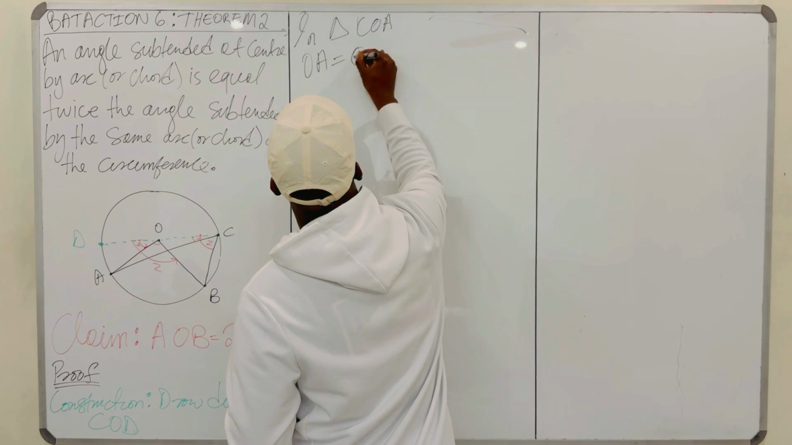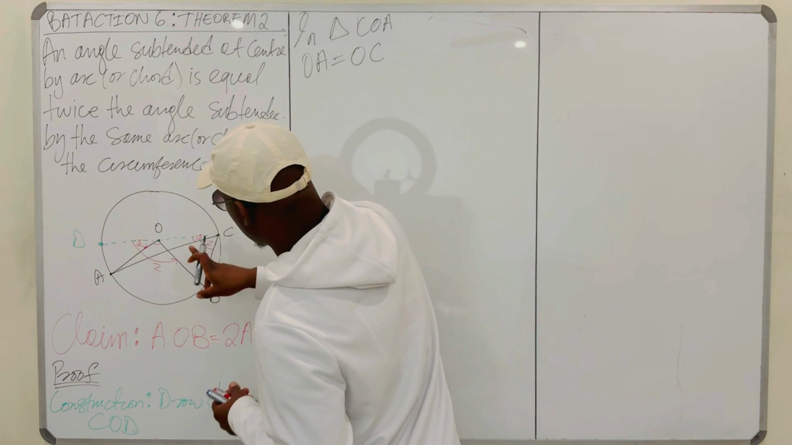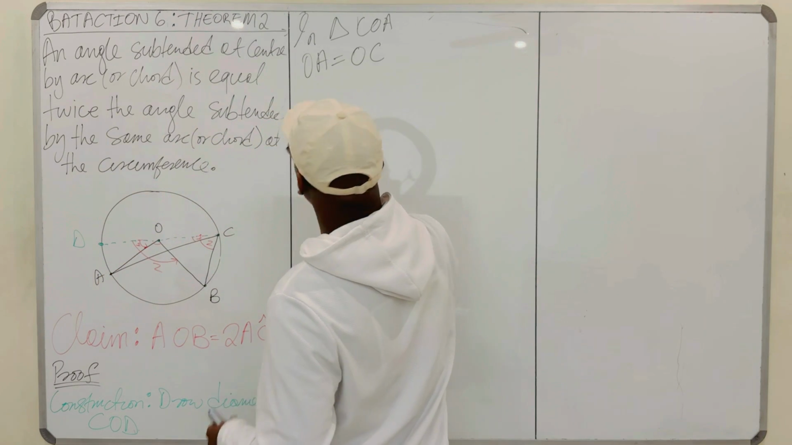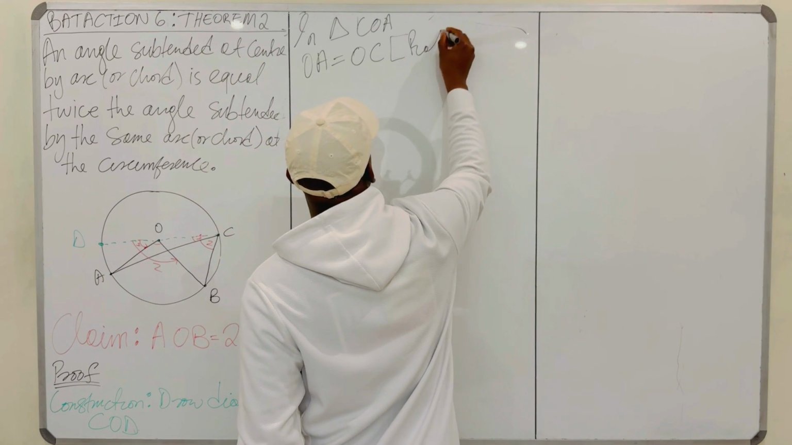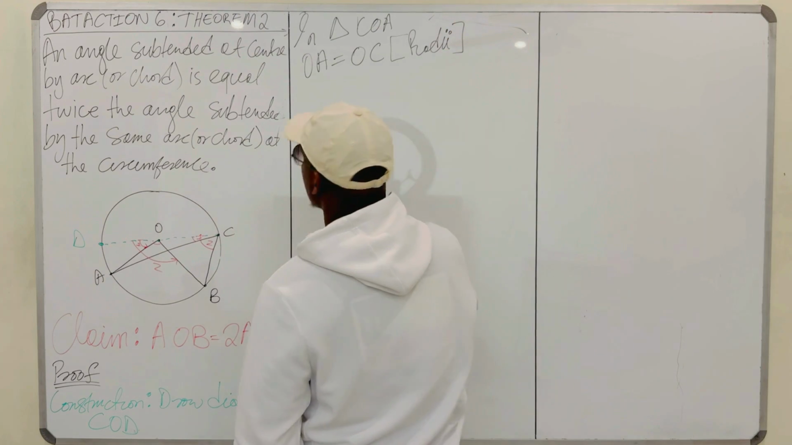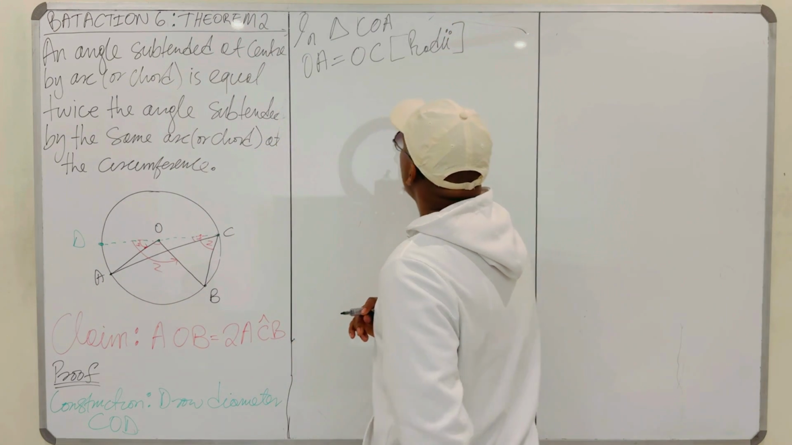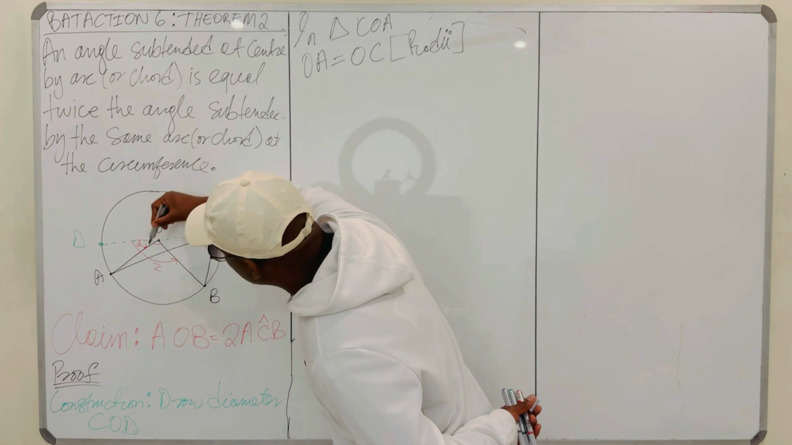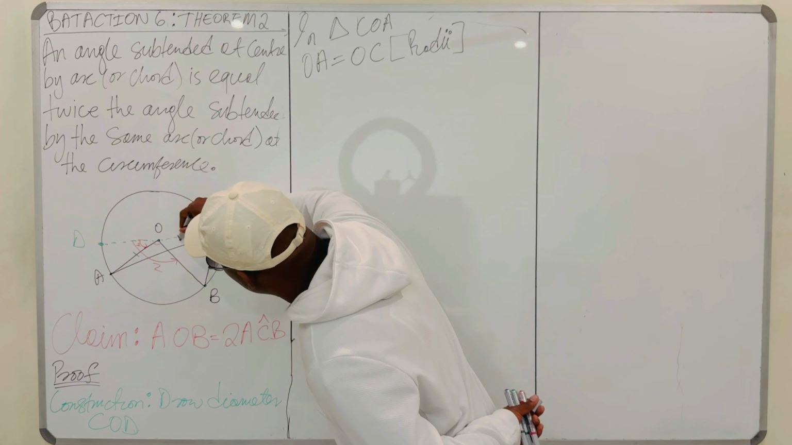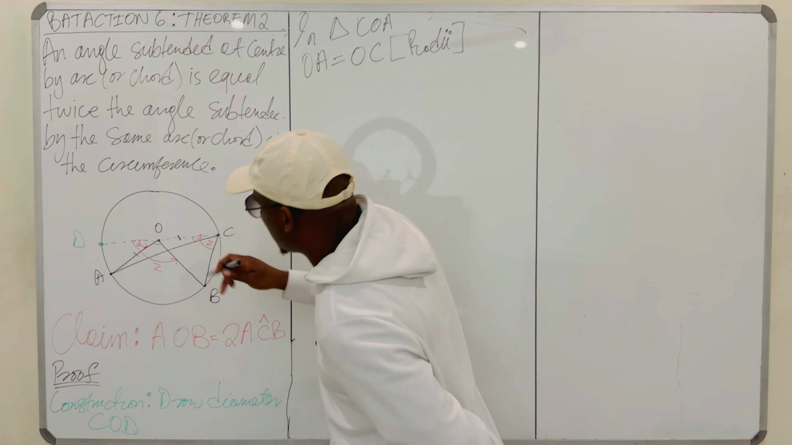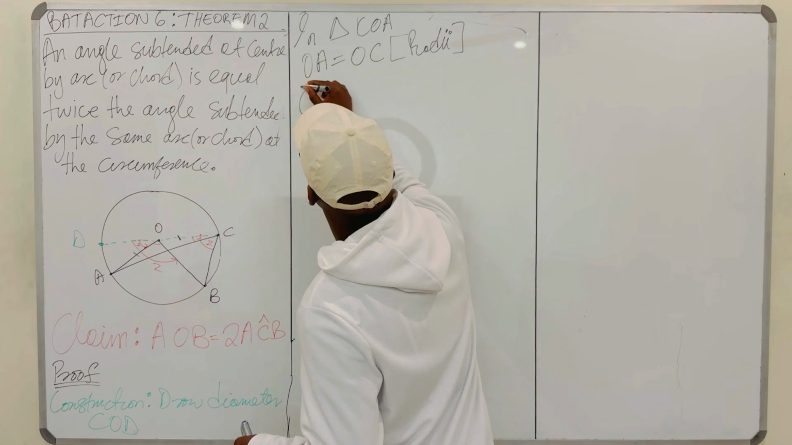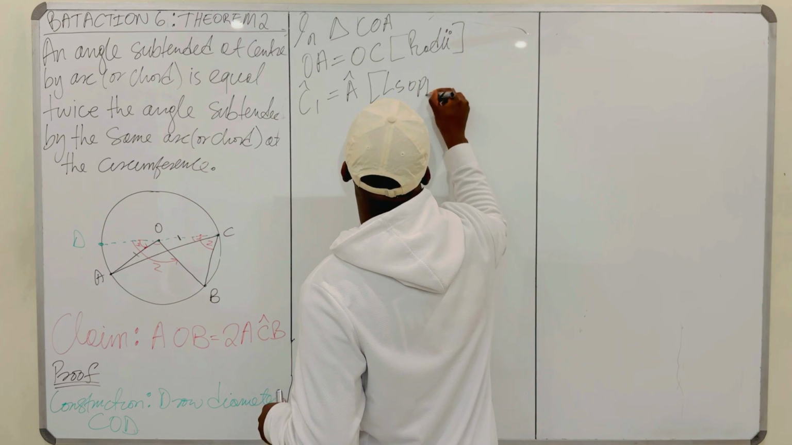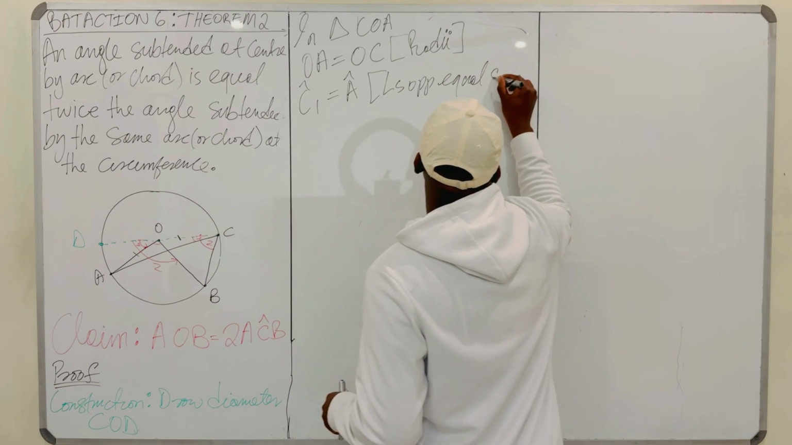In triangle COA, your OA is equal to OC. Why? These are radii. What else do we say? So in that case, because these two are equal, your angle C1 is equal to angle A. What is the reason? These are angles opposite equal sides.